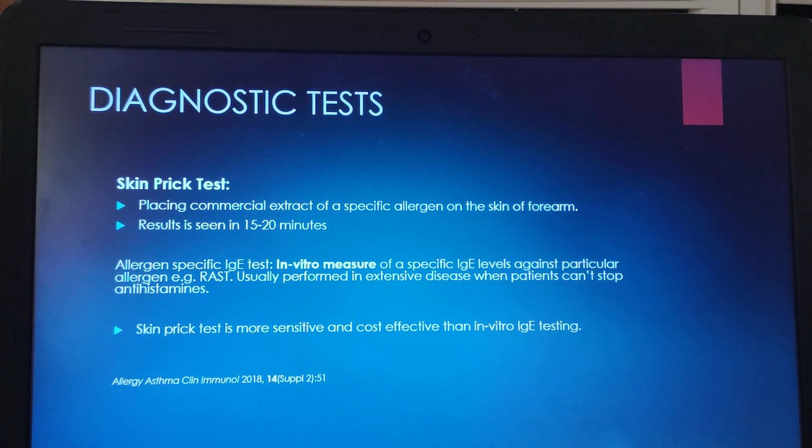Now, in patients who have a very extensive problem or very serious disease or very severe symptoms of allergic rhinitis, stopping the anti-allergic may not be advisable. In such cases, other than the skin prick test, there are a few in vitro tests which identify the level of immunoglobulin E. But these tests are not as specific and sensitive as the skin prick test. So for routine purposes, the skin prick test is used, which is more sensitive and also more cost effective than in vitro testing.